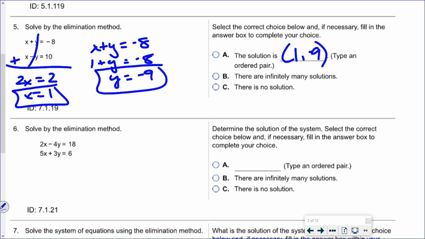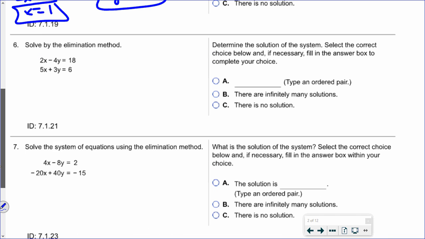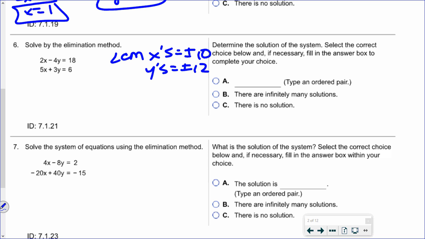Now, if we look at number 6, it is very similar to number 5, except this time my values are not the opposite ones. I have 2x and 5x. My least common multiple of my x's is going to be plus or minus 10. What is my least common multiple of my y's? Plus or minus 12. And if you recall, we said which one was smaller? 10. So we went ahead and said, okay, we're going to eliminate the x's.